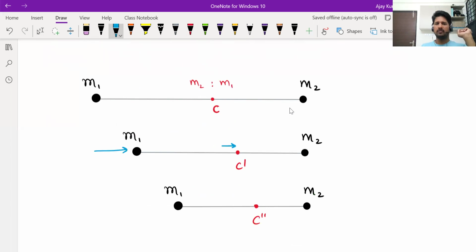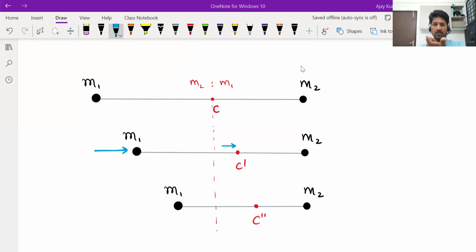If you don't want the center of mass to move, suppose you want to keep the center of mass at this position itself, Aishwarya, tell me what should be done? M1 has moved to the right, but we want the center of mass to stay where it was originally. Then what should we do? Sir, M2 should be moved towards the left. M2 should be moved to the left, correct.